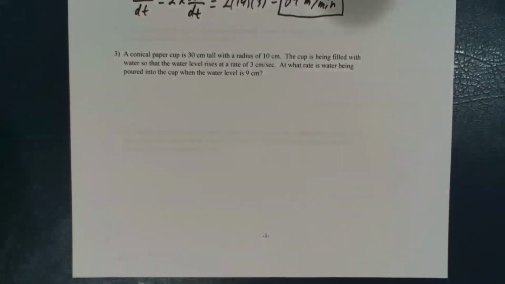A conical paper cup. So we are now in 3 dimensions. The first 2 were about area. A cone, which is a conical paper cup, is going to be in terms of volume. A conical paper cup is 30 centimeters tall with a radius of 10 centimeters. The cup is being filled with water so that the water level rises at a rate of 3 centimeters per second. At what rate is water being poured into the cup when the water level is 9 centimeters?